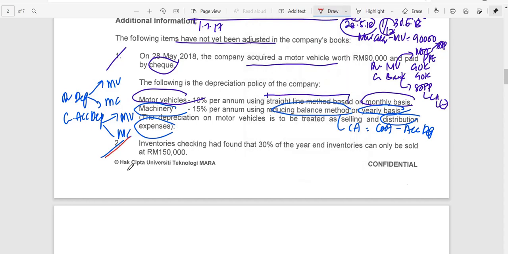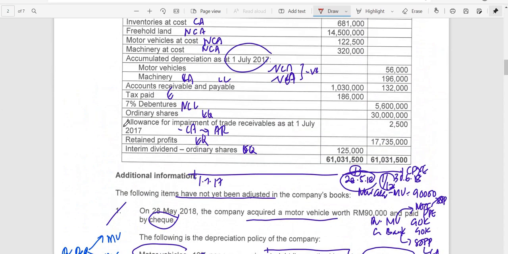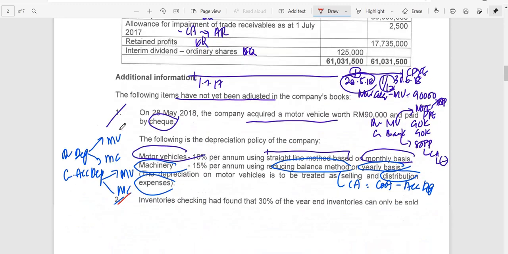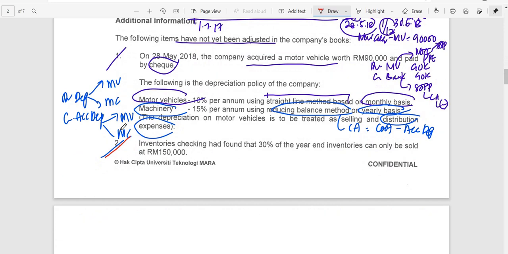Number two is on inventory. Now remember, inventory should be measured at the lower of cost or the net realizable value on its subsequent measurement. So here, if you look at inventory at cost as given in the trial balance, you have the inventory to be 681. That was inventory as at 30th of June 2018. Right. Then you are informed inventories checking had found that 30% of the year-end inventories, meaning that the 681,000, which is the cost, can only be sold at 150,000. So this is the net realizable value.